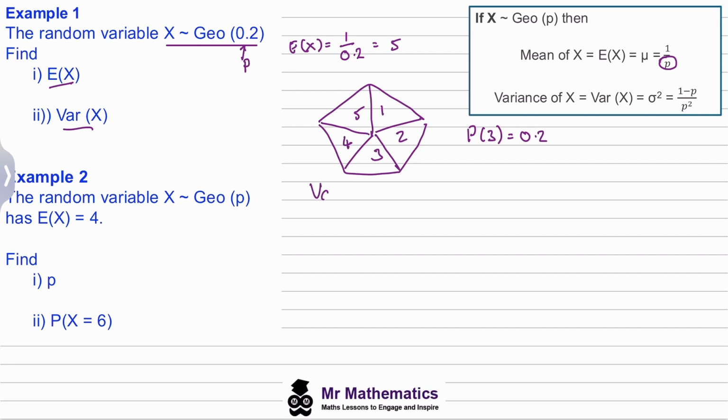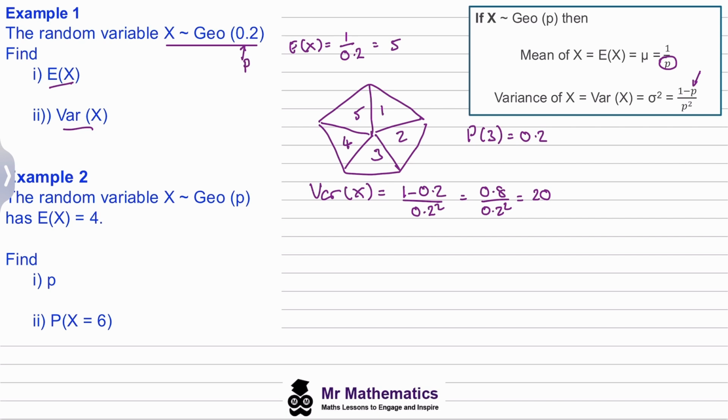And the variance of x, well, we have p of 0.2. We can substitute that into here. So we get 1 minus 0.2 over 0.2 squared. So 0.8 over 0.2 squared, which will give us 20. What the 20 tells us is that the square of the average distance of all our data points from the mean would be 20. So I hope that's given you an idea of what the expectation and the variance of a geometric distribution actually tell us, rather than just being able to calculate it.